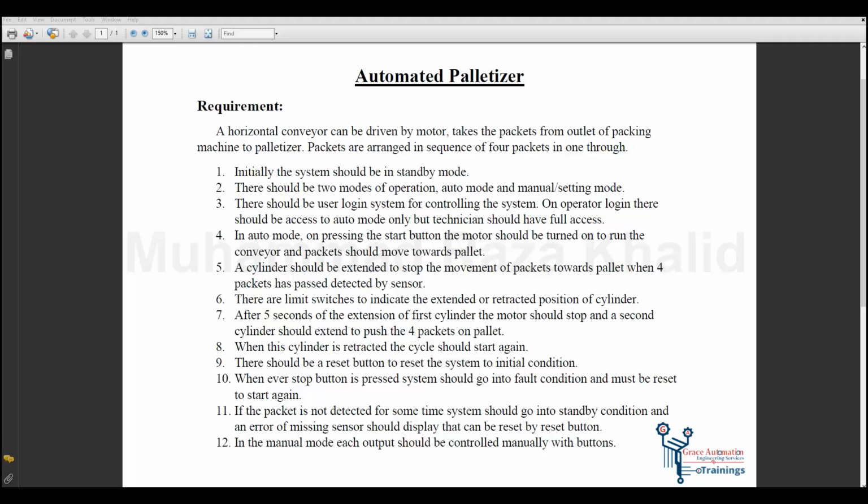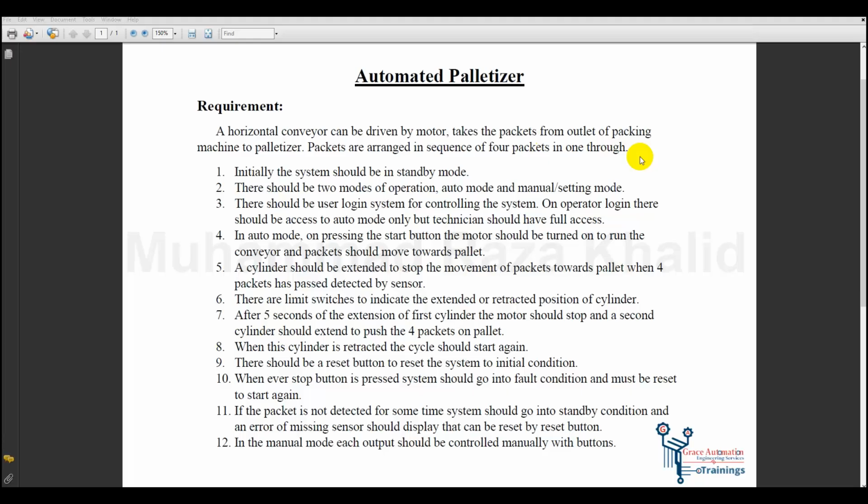So the requirement of the project was a horizontal conveyor driven with a motor takes the packets from the outlet of the packing machine and that takes the packets to the palletizer.